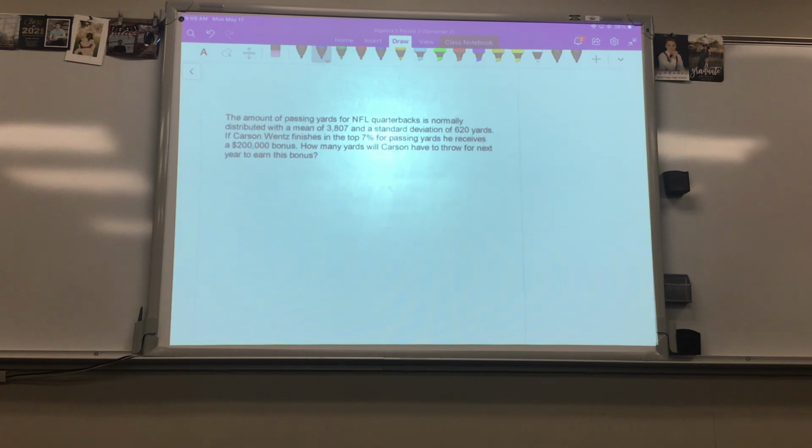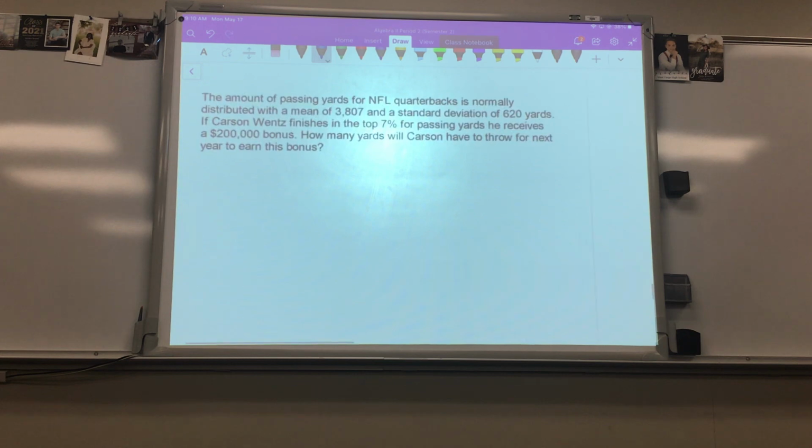Alright, the amount of passing yards for NFL quarterbacks is normally distributed with a mean of 3,807, standard deviation is 620 yards. If Carson Wentz finishes in the top 7% for passing yards, he receives a $200,000 bonus. How many yards will Carson Wentz have to throw for next year to earn this bonus? So, let's get a visual. Let that be the mean of 3,807. Now, a quarterback down here, are they going to receive a bonus? No, you're throwing for less yards here, right? We said the top 7%.